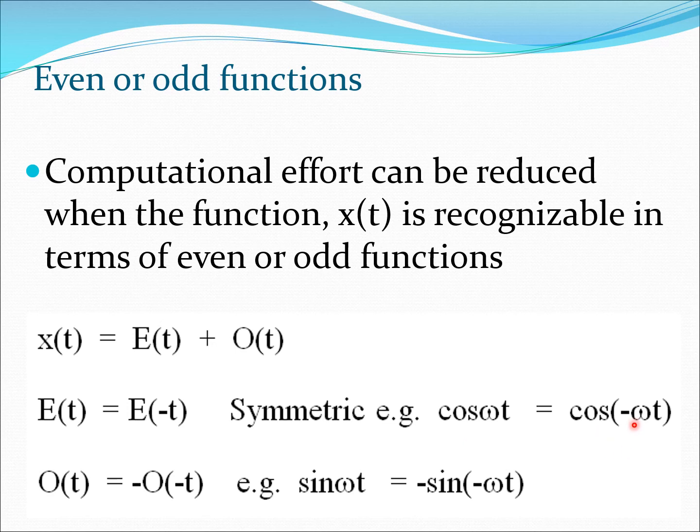So cos of negative omega t is the same as cos of omega t. The same thing can be expressed in many more functions which are essentially of this nature. Now if you are looking for an odd function, what is true is that o of t is negative of o of minus t, which you can clearly see with this sinusoid here. So again, depending on whether a function is of the cosine sort or the sine sort, many of those integrals will become very simple.